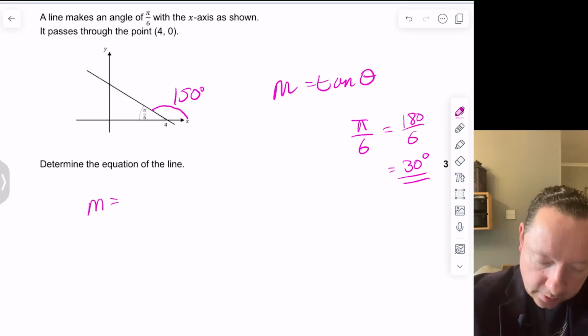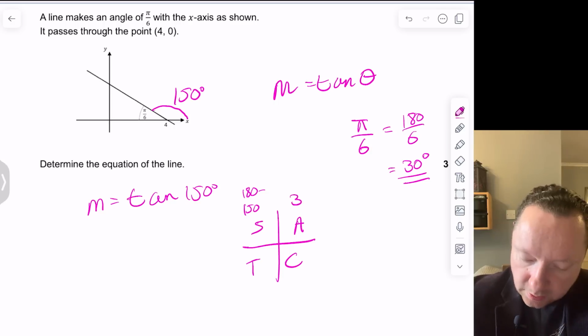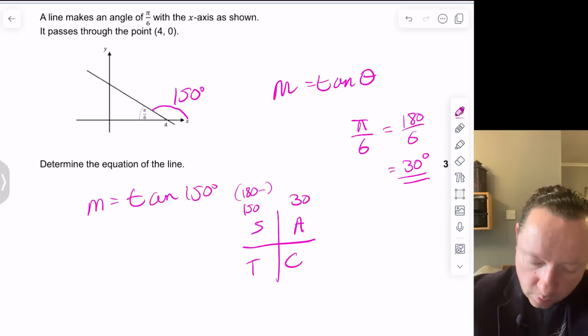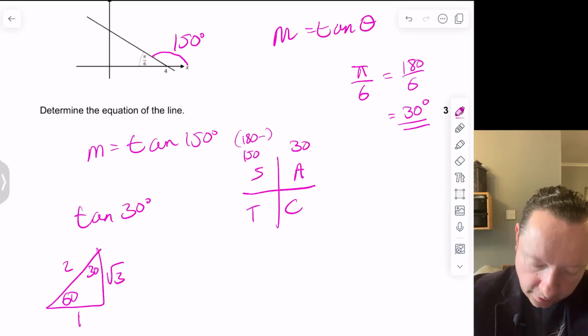So our gradient equals the tan of 150. Now that is a related angle. If I draw my little CAST diagram, 150 would be in here, and to get that it's 180 minus something, so 180 minus 30 degrees. So if I work out the tan of 30, which is an exact value, there's a little triangle to help. I've got 60 and 30 down here, 2 and 1 here and root 3. Tan of 30 is 1 over root 3.